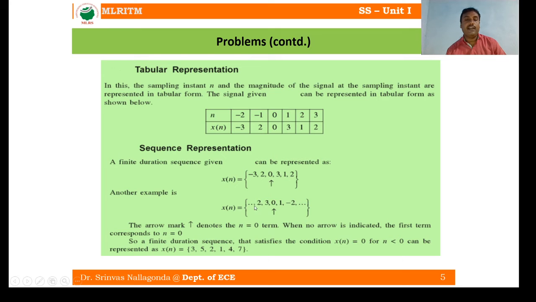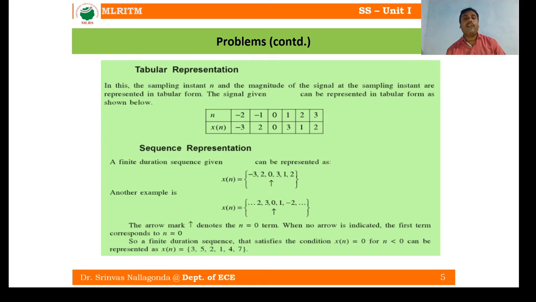So here also flower bracket, dash dash dash dash, 2 3 0 1 -2, dash dash dash dash. But here the mark is shown at amplitude 0, means n is equal to 0 term here, n is equal to 1 term here, n is equal to 2 term here, n is equal to -1 term here, n is equal to -2 term here. Sometimes there is no mark here. Then what happens, you know? The first term indicates automatically the n is equal to 0 term. So the arrow mark denotes the n is equal to 0 term. When no arrow is indicated, the first term corresponds to n is equal to 0. This is called sequence representation of discrete time signals.